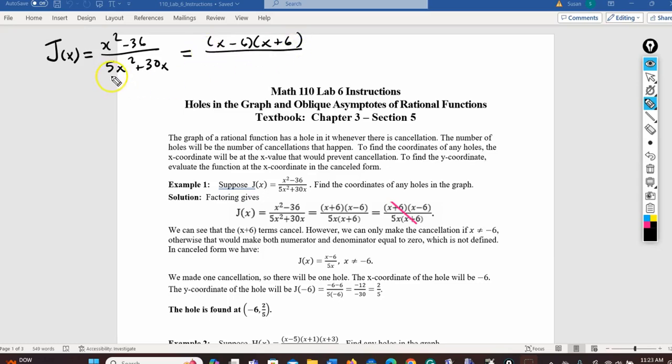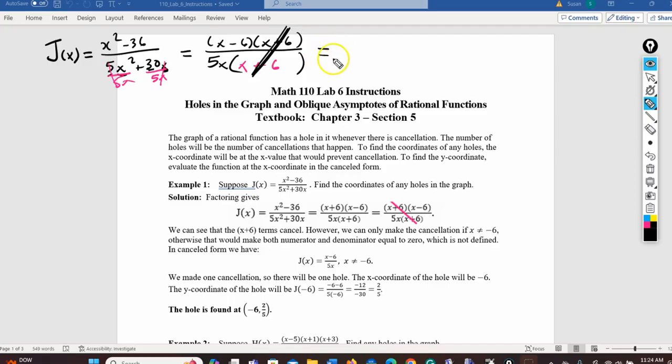And in the denominator, I can see that they have a 5 in common, and that they also have an x in common. So if I factor out a 5x, what I'm going to be left with inside is x plus 6. Okay, so now that I've factored that, we can see we do have a cancellation. The x plus 6s cancel. So I have made one cancellation, and there will be one hole.